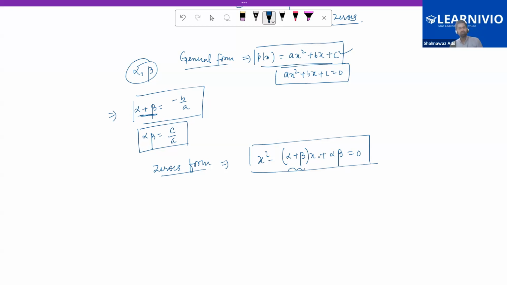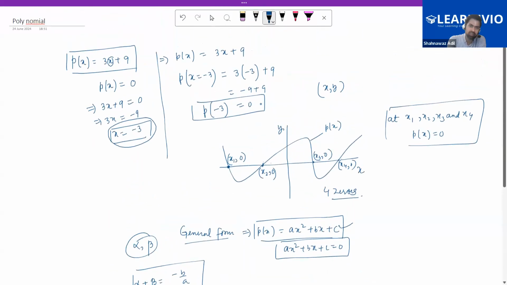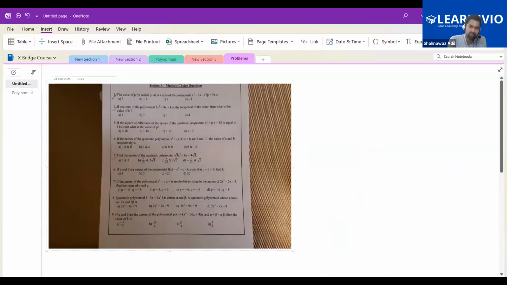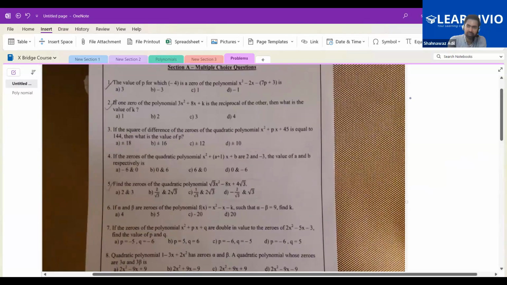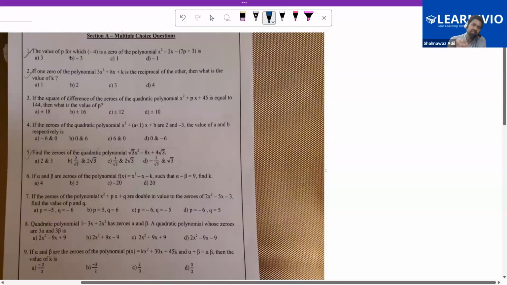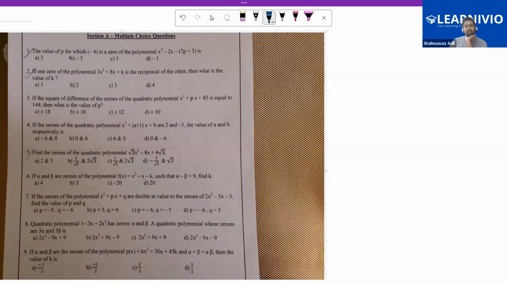Yes, sir. Okay, so these are the only things that we have to remember in polynomials, degree, and all those things. Now, keeping these in mind, let us solve all these questions. These things will become clear if we solve them. The first question says that the value of p for which -4, this is the value of x, is a zero of the polynomial. So if in this polynomial I put x equals -4, this polynomial should be what?